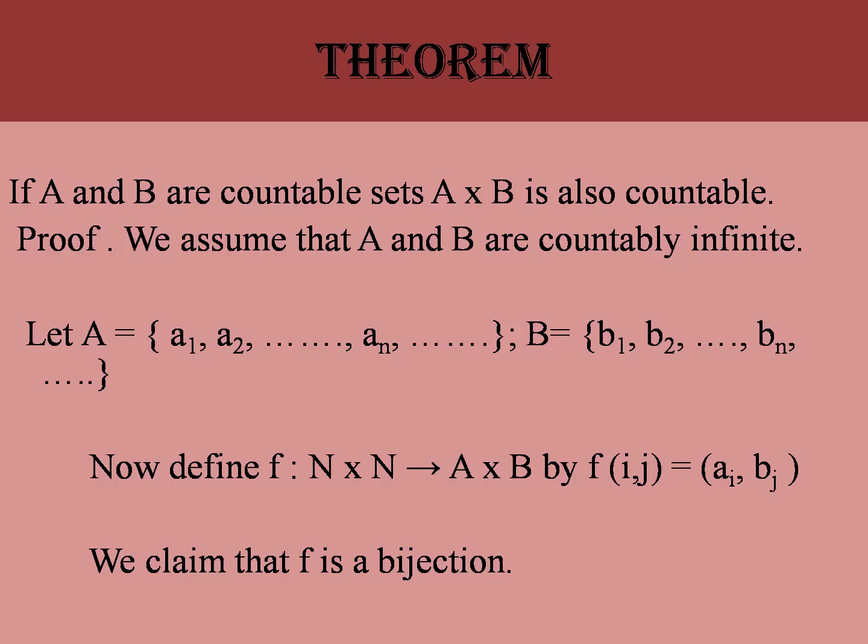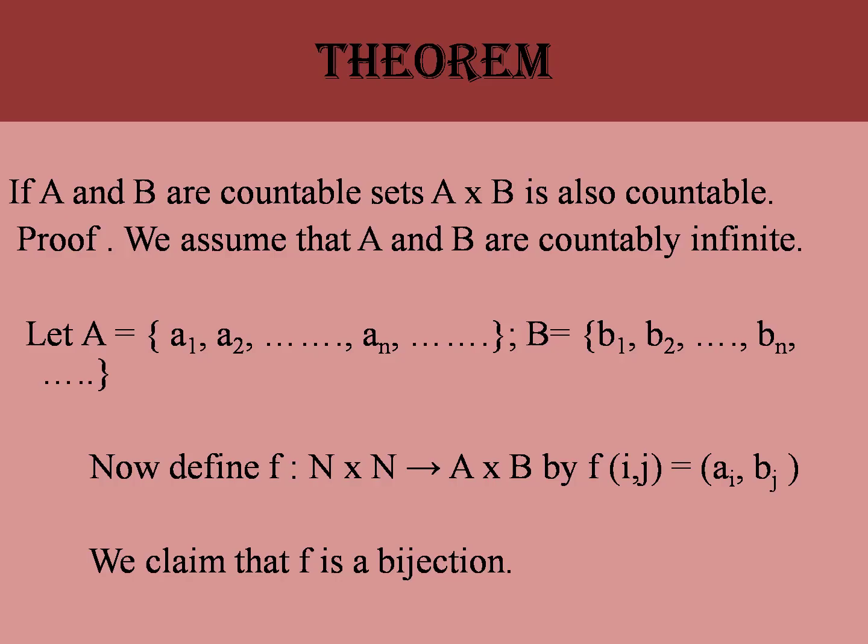Here we take the Cartesian product of two sets, A cross B. So here we know that already N cross N is countable. So we define a map from N cross N to A cross B. If the map is bijective, then A cross B is equivalent to N cross N. But N cross N is already countable. So any set which is equivalent to a countable set is also countable. In this manner, A cross B is also countable.